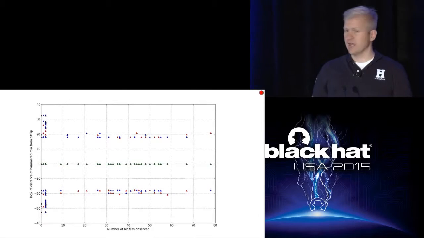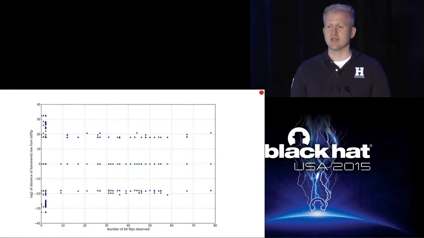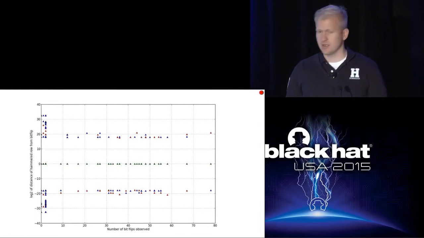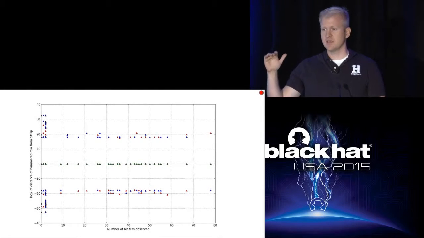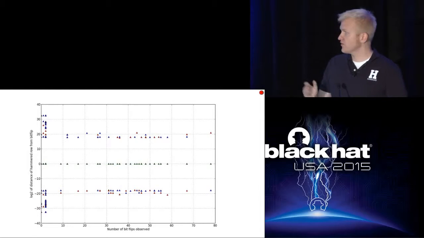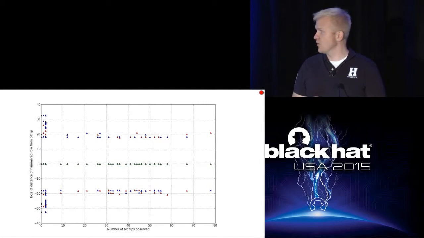And we ended up with this interesting plot where the x-axis is the number of bits that ended up flipping when we hammered two addresses. And on the y-axis you see the log2 of the delta between the address where the bit flips occurred and the addresses which we hammered. And you see on the far left side that when you have 1 or 2 bit flips, the delta to where you're hammering is pretty much all over the place. There's a lot of variation there.